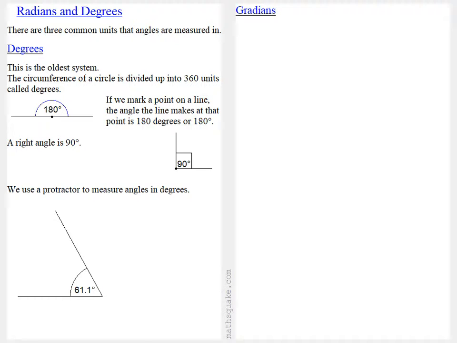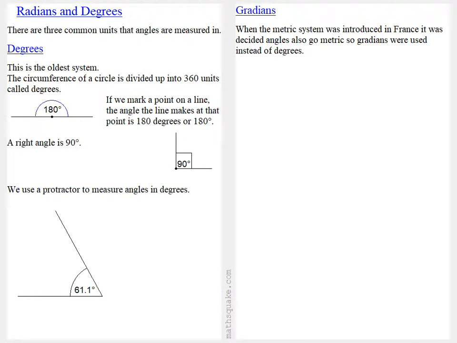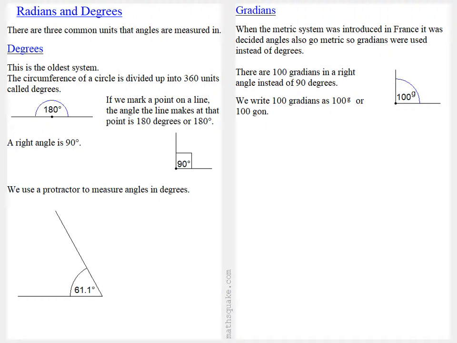Another unit that's used mainly on the continent is called gradians. When the metric system was introduced in France, it was decided that angles also should go metric, so gradians were used instead of degrees. Now there are 100 gradians in a right angle instead of 90 degrees. The symbol for gradians is a small superscript g. So we write 100 gradians as 100 small g, or 100 gon.